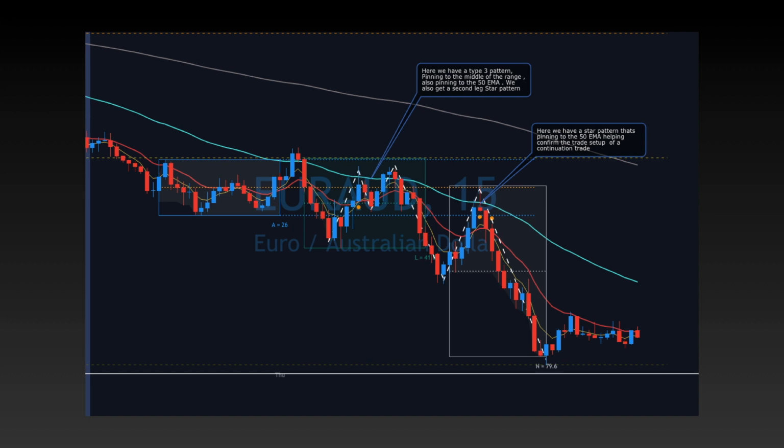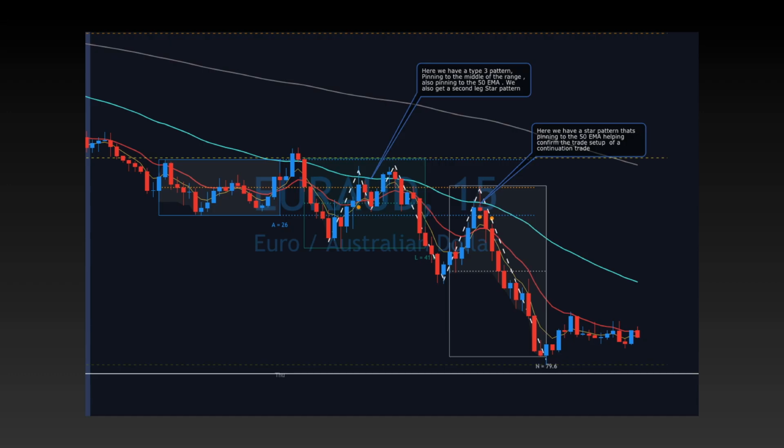which is another setup here in the US session, where you can see you get a star pattern, basically pinning to the middle of the range, but also pins to the 50 EMA. So at the beginning of the US session, you get a star pattern for a continuation trade. The entry is right after the star pattern. That's where your entry is.